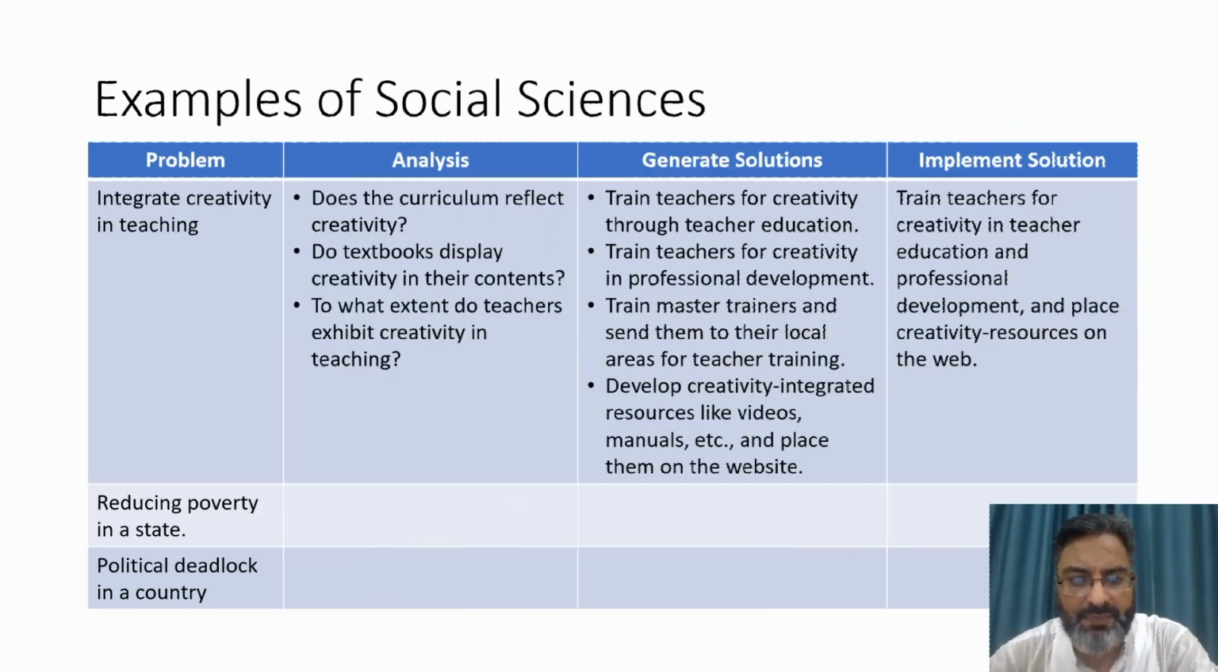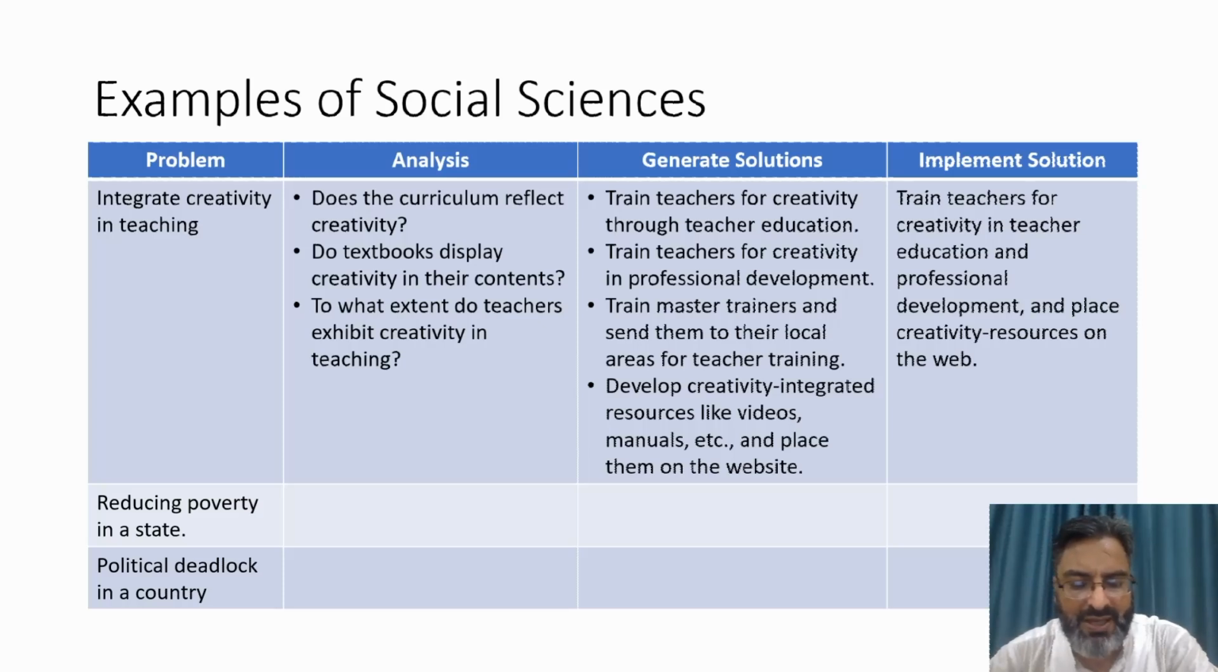Further, we can go to the social sciences, particularly what the examples could be. Here, for instance, we see how to integrate creativity in teaching. We can reduce poverty in a certain state, and we can also see the political deadlock in a specific country. So, how can we deal with it? One example is given for integrating creativity in teaching.